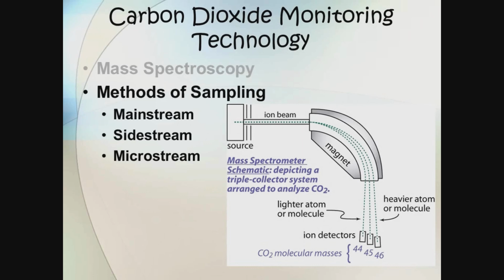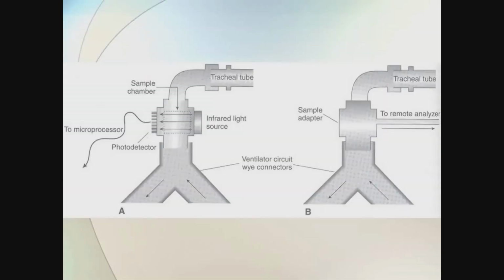Most of the stuff we're going to use are either mainstream, side stream, or a derivation of side stream that one manufacturer has called microstream. And it actually does have pretty fast response rate, so I'll give them kudos on that one. First of all, let's talk about the mainstream. Mainstream has the sampling chamber, the infrared source, right at the airway.